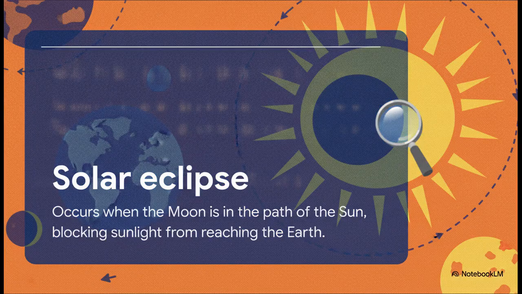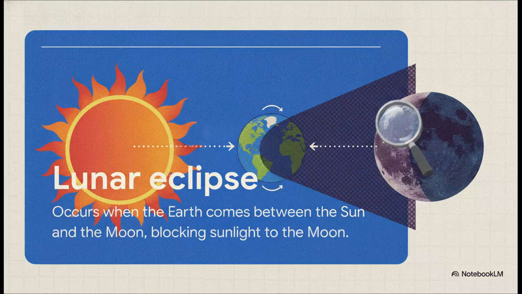Okay, solar eclipse. This occurs when the moon is in the path of the sun as seen from Earth, blocking sunlight. Keep it short, punchy, and accurate. The moon is the blocker. And to contrast that directly, we have the lunar eclipse. It occurs when the Earth comes between the sun and the moon, blocking sunlight from reaching the moon. In this case, Earth is the middleman casting the shadow.